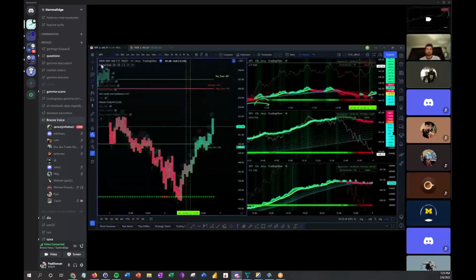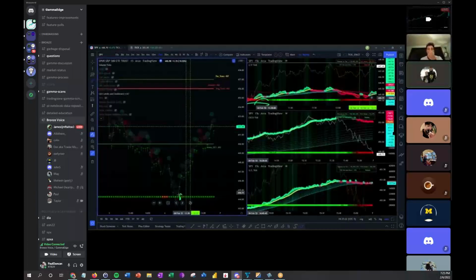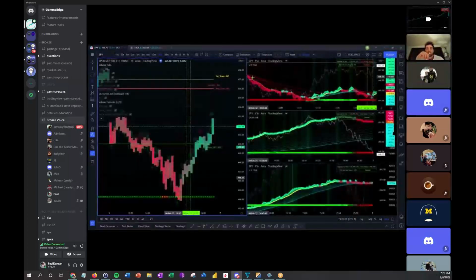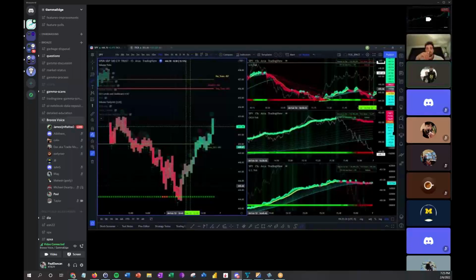If I turn this volume footprint off right here for just a second, you'll see those markers. And look where our markers are. They're pretty much at low of day. And now, you know, there's a million different things that you can use to spot that, but that's kind of how I'm using it, is to see like, okay, tick all day and NYSE has been negative.